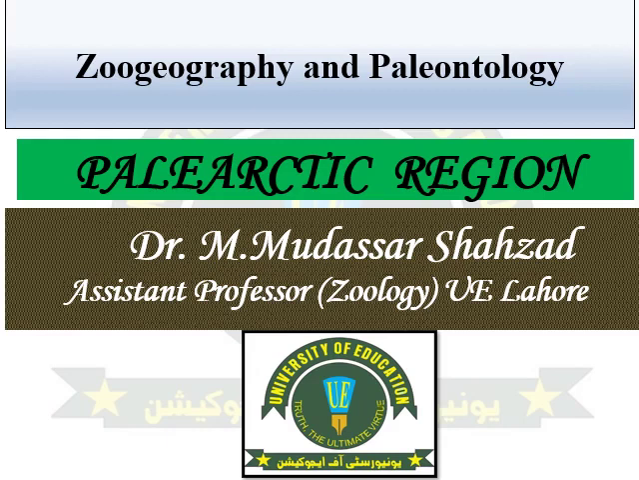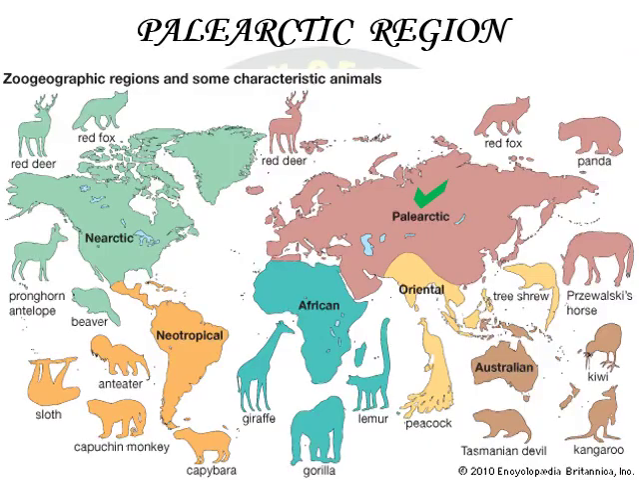Today we will discuss the region of zoogeography that is called the Palearctic region. Here you can see the different regions in this diagram with the main animals that are present in those areas. If we talk about the Palearctic region that we are going to discuss in today's lecture, there are about five different subregions of that major part.